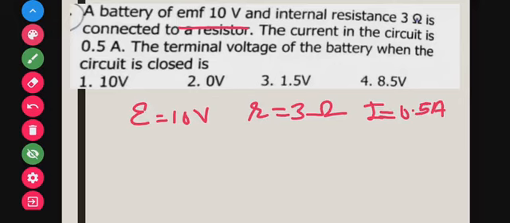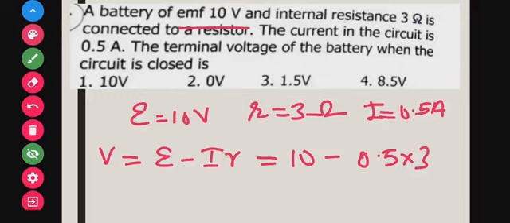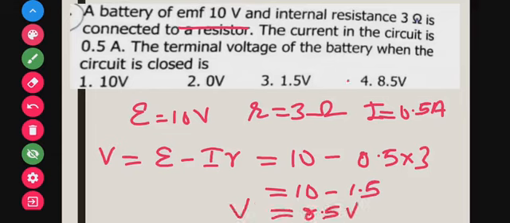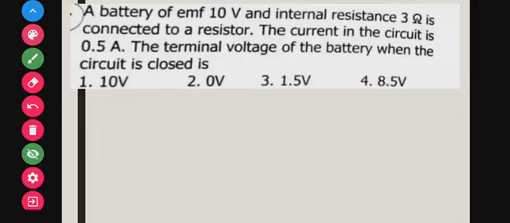Okay, so we know the formula: terminal voltage is equal to EMF minus Ir. The EMF value is 10 volt, the I value is 0.5 and the r value is 3. So 10 minus 0.5 into 3, which is 1.5. So 10 minus 1.5 is 8.5 volt. So the correct answer is option number 4. The formula we saw is V is equal to EMF minus Ir, or it can be written another way as well. Okay, so fine, that's it.